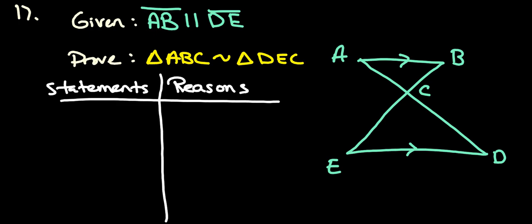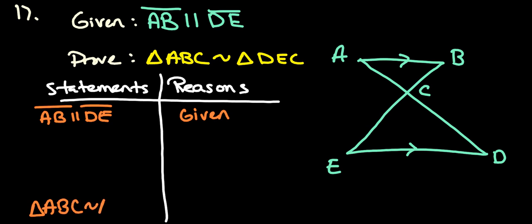And finally, we have a proof that we need to take care of. So in this particular proof, we've got that AB is parallel to DE. And of course, that's the given. Now we want to prove that triangle ABC is similar to triangle DEC. So the question is, what do we fill in the in-between? And then what's our reason for that?